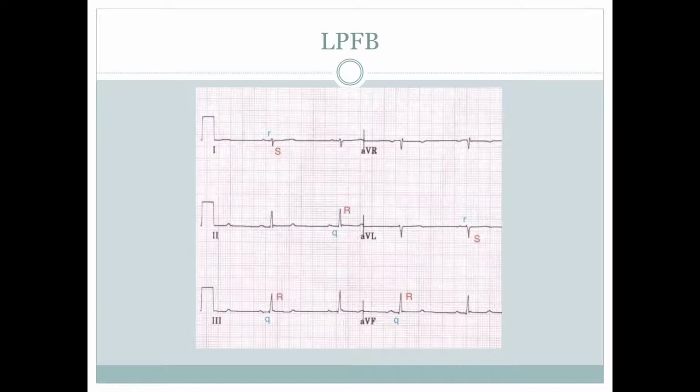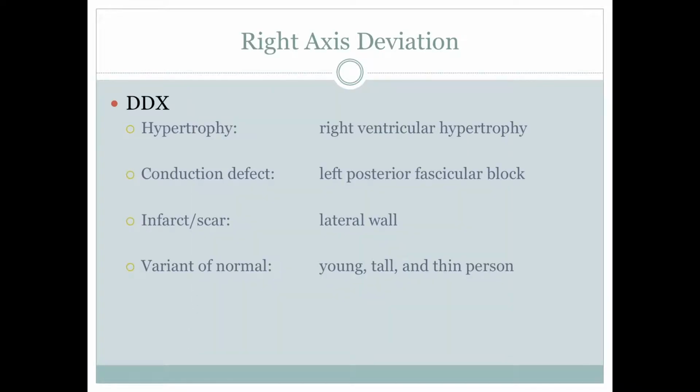So the way I basically remember the anterior fascicular block, and then just remember that the posterior is the opposite of that. So I'm pointing out the specific complexes in 1 and AVL, that small R wave and that deep S wave. And then here you can see that small Q wave and that really tall R wave. And that's basically, I mean, you all know how to diagnose a lateral wall infarct or scar on an EKG. I'm not going to go into that.